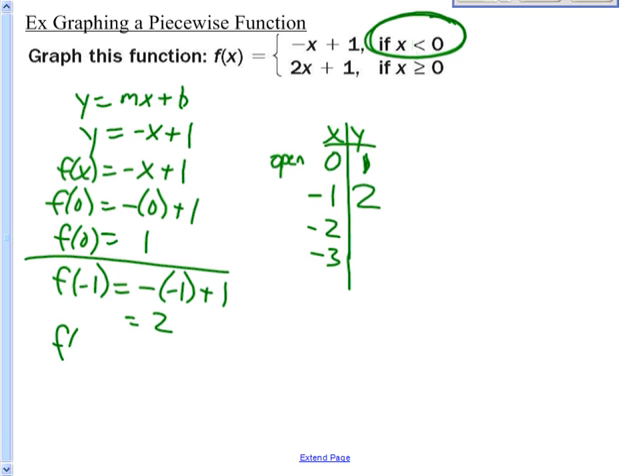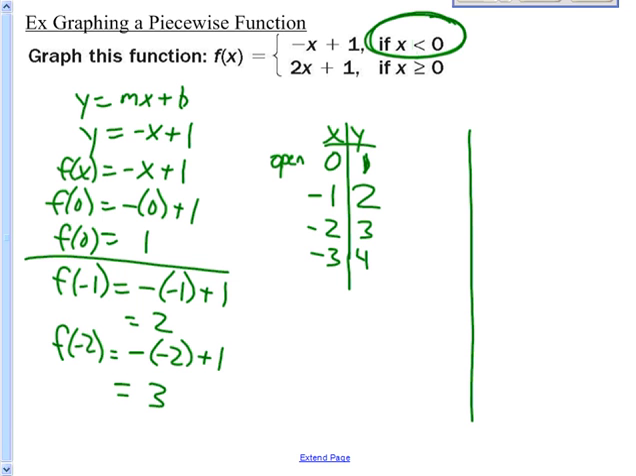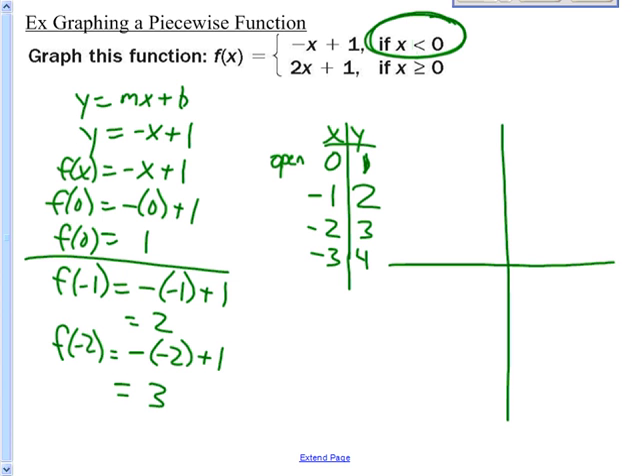Now we plug in -2. So -x ends up being 2, plus 1 is 3. And we got -3, plug that in, that's going to spit out 4. So on our graph here, we got (0, 1), but it's open. I cannot include that point there. And then (-1, 2), I include that point, (-2, 3), (-3, 4), and so on.